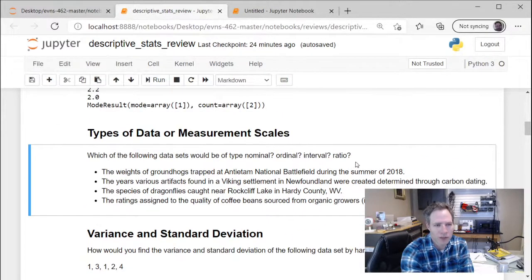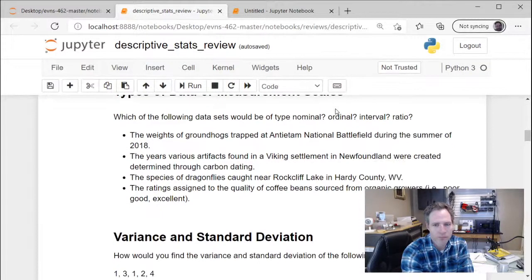Nominal, ordinal, interval, or ratio. Let's make this a little bigger. And I give you four examples here, one for each type of data scale.